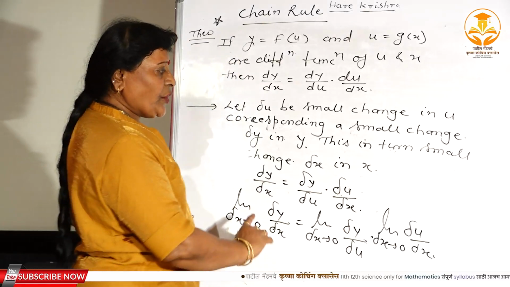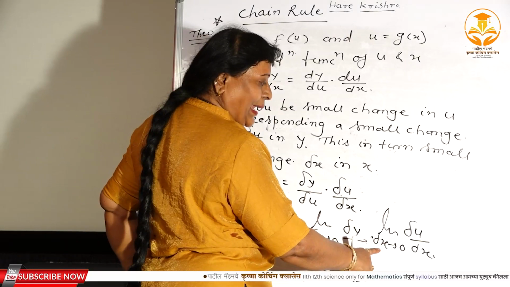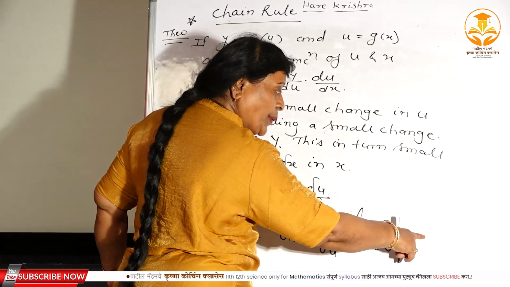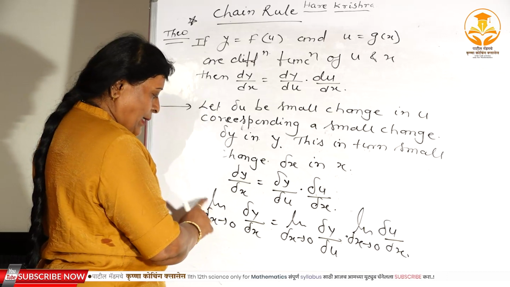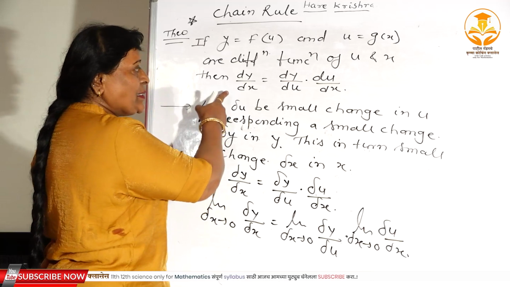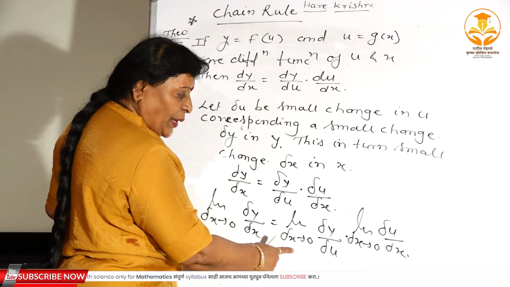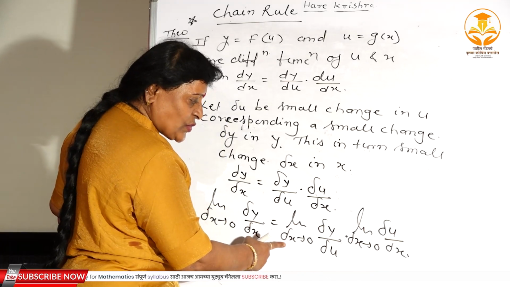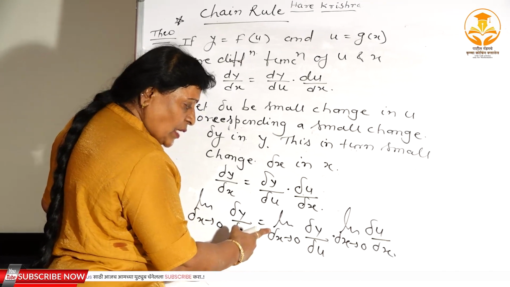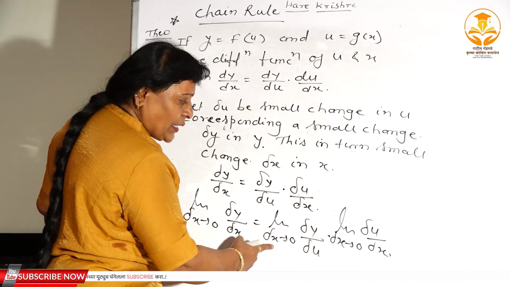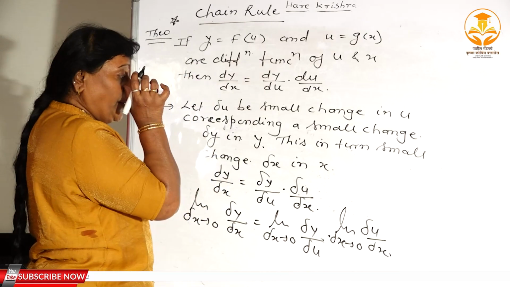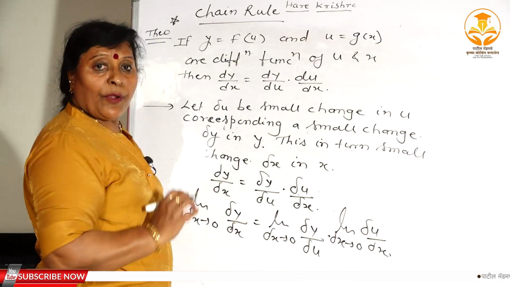Now again, by the definition of a derivative, limit del x tends to 0, del u divided by del x, you can directly write as du by dx. Here also, limit del x tends to 0, del y divided by del x, you can directly write as dy by dx. But here the problem is that the limit is del x tends to 0, and in the denominator there is a del u. Suppose instead of del x there is a del u, then you can write del y divided by del u equal to dy by du. Now, how will you change del x in the form of del u?